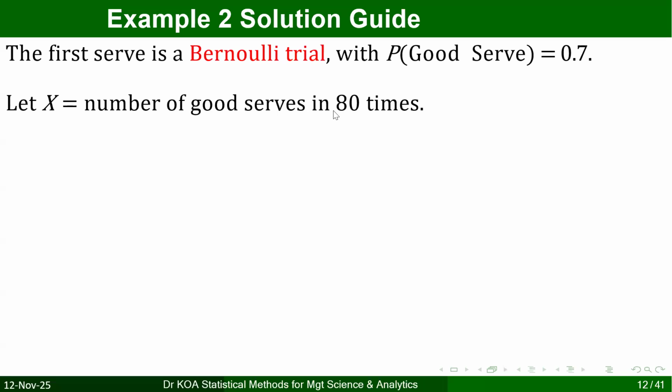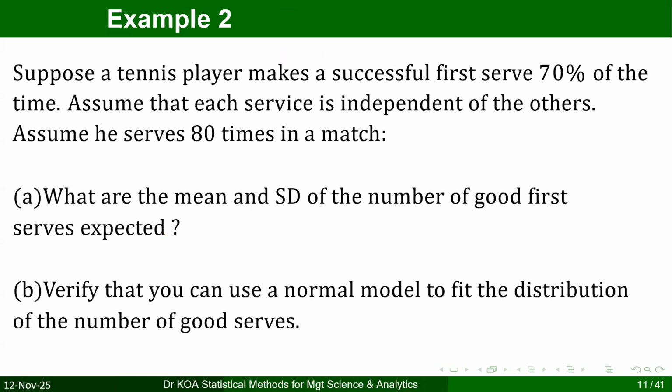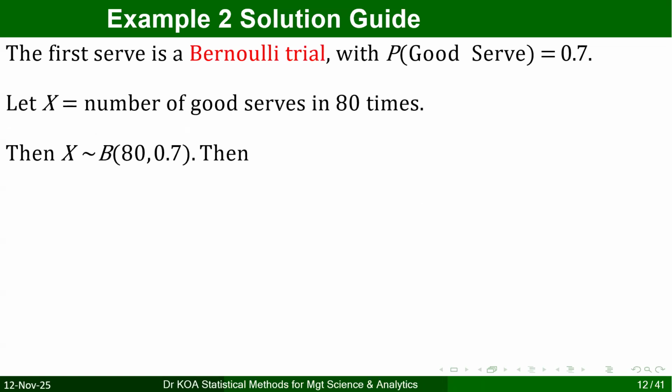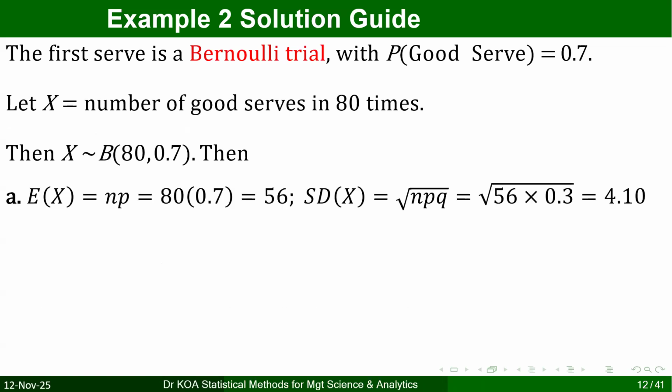So the first trial is a Bernoulli trial, which means the probability of a good serve was 70%. This was in the question. Then we are told that the sample size is 80. So X will become the number of good serves within the 80 trials. The first question is, what is the mean and the standard deviation? Well, you know the formula for the mean and for the standard deviation. So the mean is going to be 80 times 70%, which will give you 56.